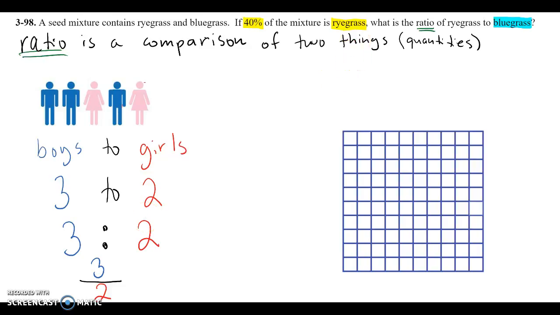So let's talk about the comparison between the ryegrass and the bluegrass. So I have a 100% chart here. This is the mixture. This is my seed mixture. And 40% of it. So if this is 100%, each of these represents 1%. So 40% of them need to be ryegrass. So let's do 4 groups of 10 would make 40%. All right. That is our ryegrass.